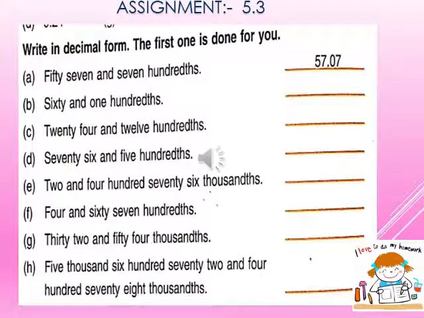See here, now the reading is given and you have to write the number in numerical decimal form. The first one is done for you. 57 and 7 hundredth means 57.07. So like this you have to do all the remaining questions in your notebook.